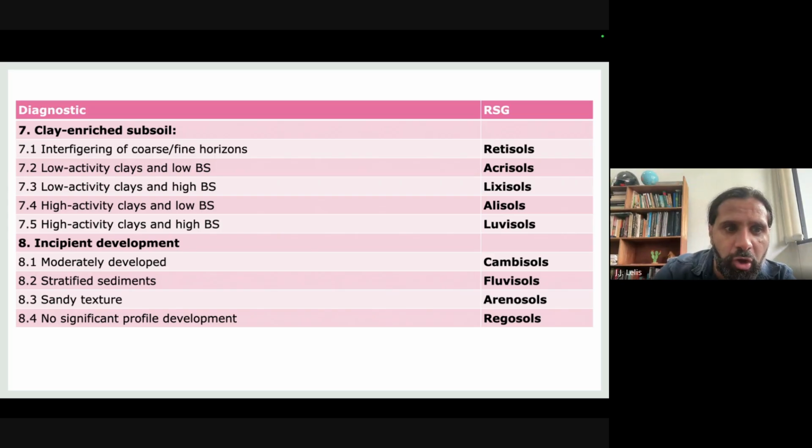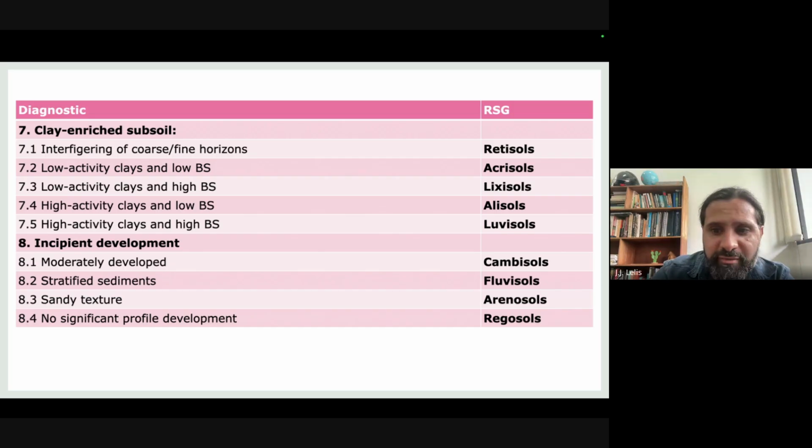If you have low activity clays and high base saturation, you have the Lixisols. If you have high activity clays and low base saturation, you have the Alisols. If you have high activity clays and high base saturation, you have the Luvisols.